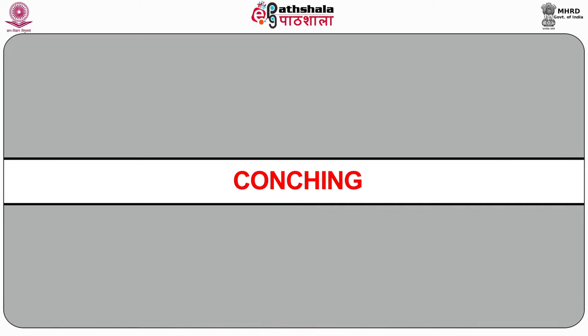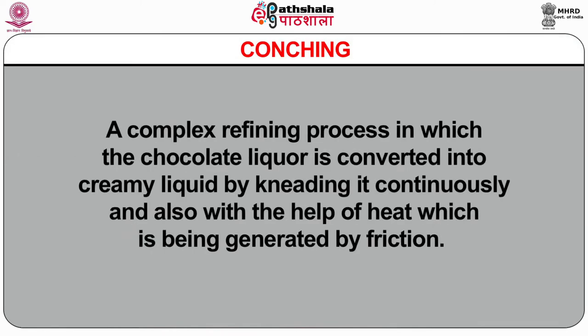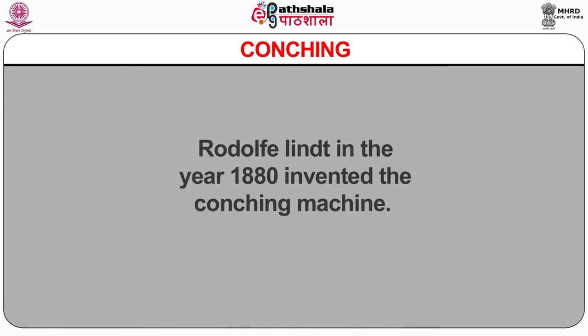Conking. A complex refining process in which the chocolate liquor is converted into a creamy liquid by kneading it continuously and also with the help of heat which is generated by friction. Rodolphe Lindt in the year 1880 invented the conching machine.